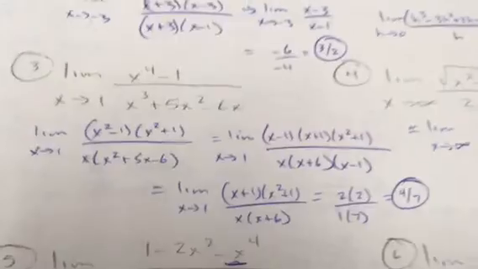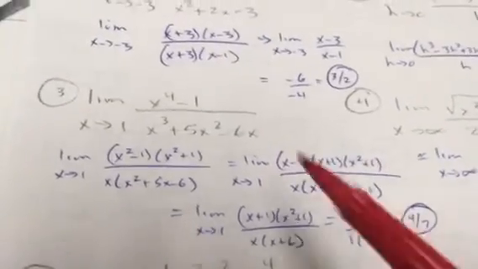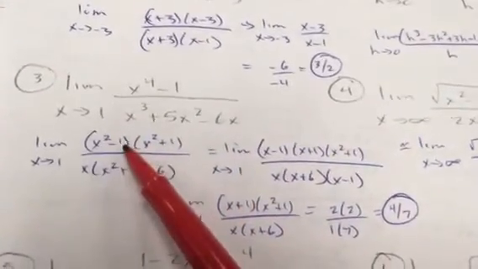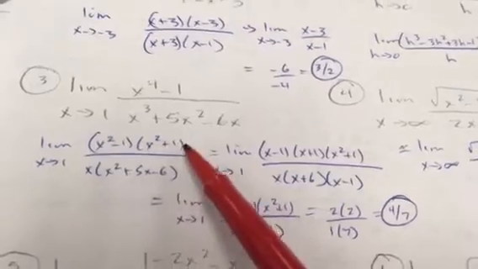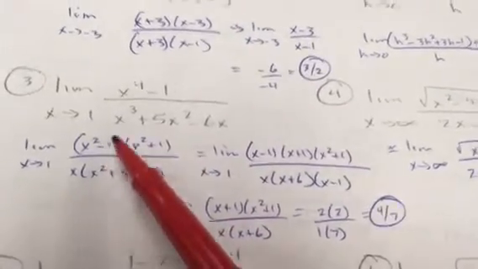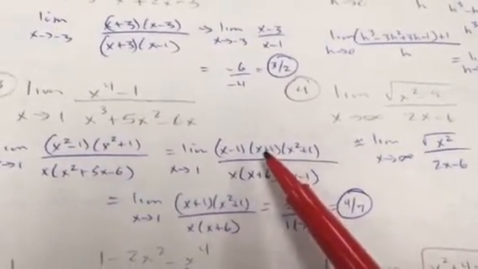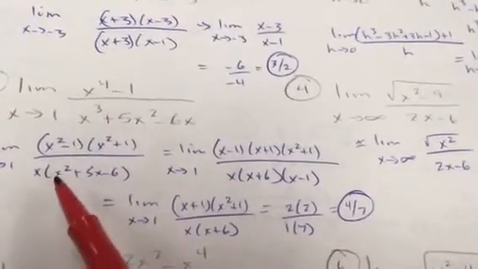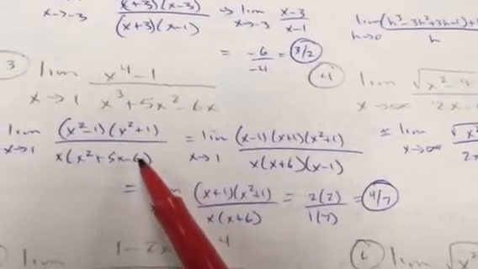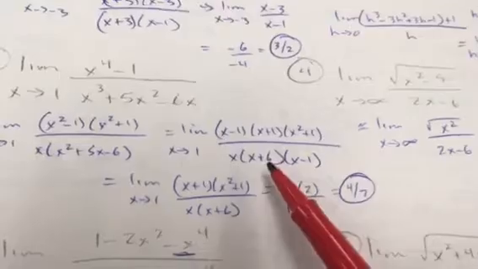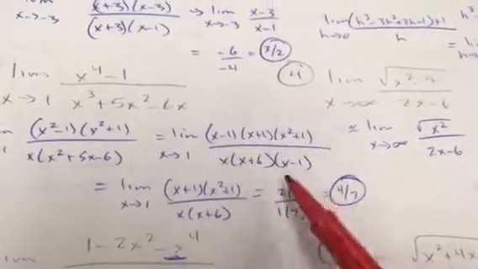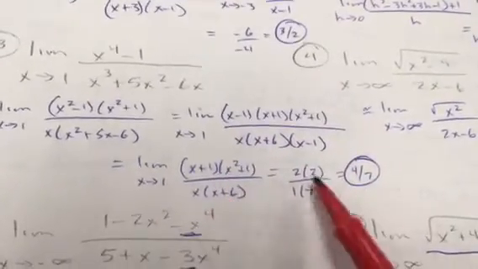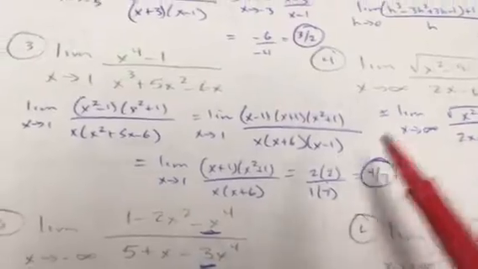Guys, number 3, x to the 4th minus 1 is a difference of 2 perfect squares. It's x squared minus 1 times x squared plus 1. X squared minus 1 can factor to be x minus 1 times x plus 1. Down here, you take out an x. You're left with x squared plus 5x minus 6, which factors to be plus 6 here, minus 1 there. Minus 1's cancel, then plug it in, 4/7.